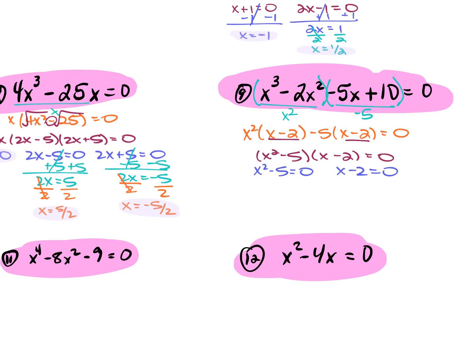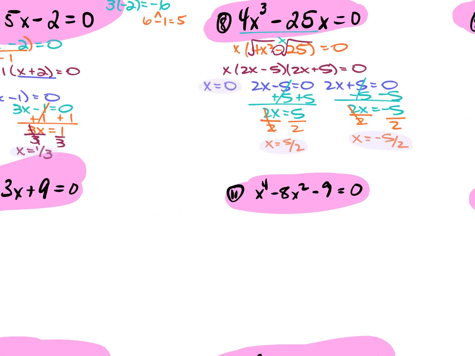For the x squared minus 5 is equal to 0, add your 5 to both sides. You have x squared is equal to 5. Then take the square root of both sides. So you have that x is equal to plus or minus the square root of 5. For the x minus 2 is equal to 0, add your 2 to both sides, and you have that x is also equal to 2. So 3 solutions here: the positive square root of 5, the negative square root of 5, and the 2.